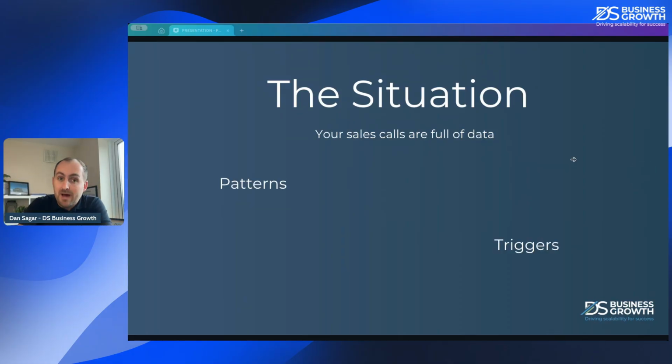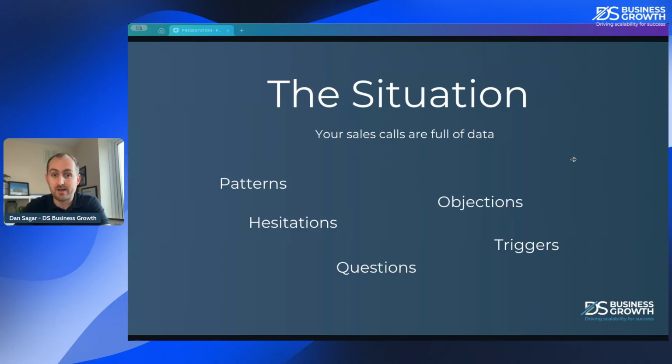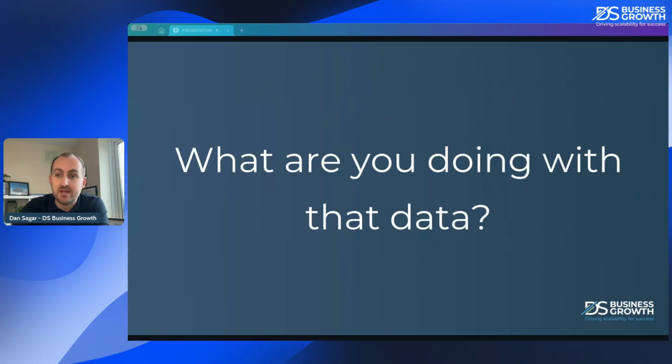You're learning about the patterns of your prospects, what's triggering them, what's triggered them to book the call, and what's triggering their problems or their issues. If you're not successful on sales calls, what are the hesitations that people are having? What are the objections as to why they're not buying? And what questions are they asking? What are the most frequently asked questions on your sales calls? And my question to you is, what are you doing with that data?